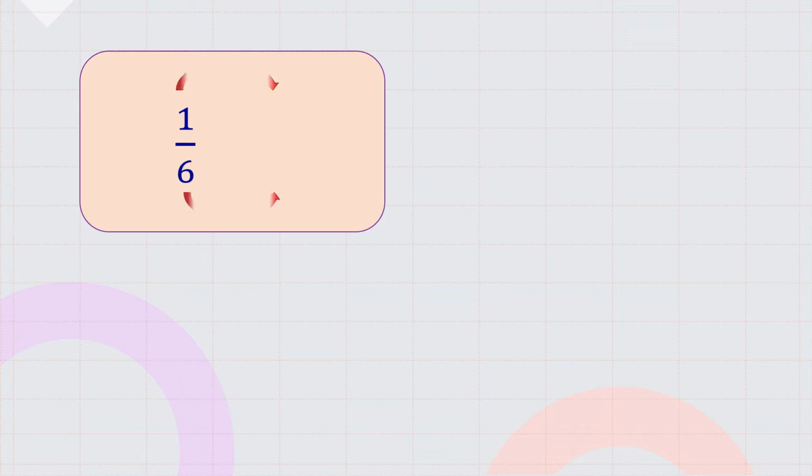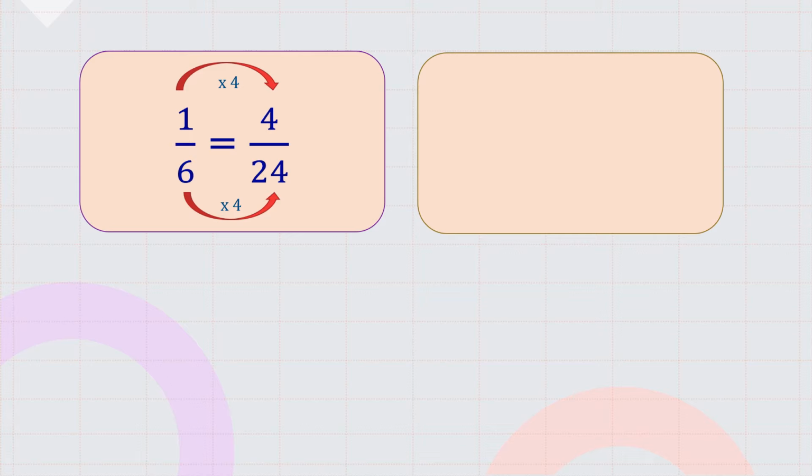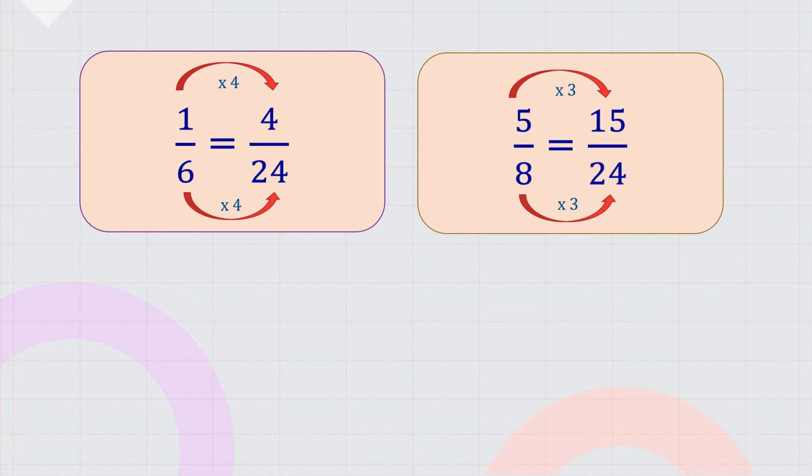To make a common denominator, we'll multiply 1/6 by 4. In this way, our denominator will be 24, the lowest common multiple of 6 and 8. Similarly, I'll multiply the other fraction 5/8 by 3, which will give me 15/24. And you can see the denominator is again 24. So now after having a common denominator for both fractions, we'll simply add the resulting fractions 4/24 and 15/24. So when I add these fractions, I get my solution, that is 19/24.